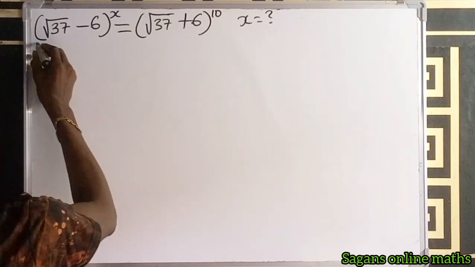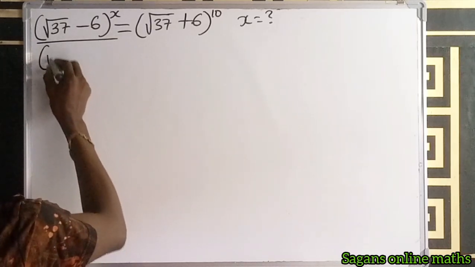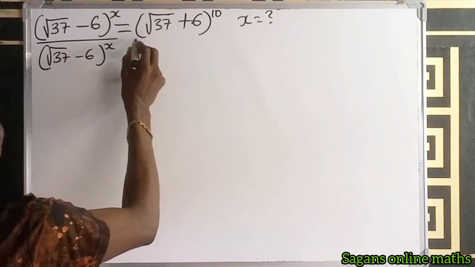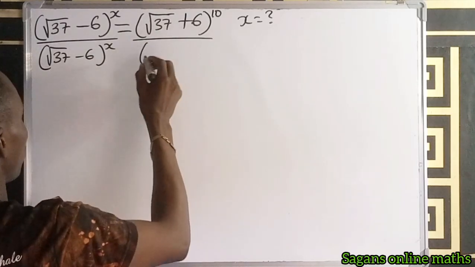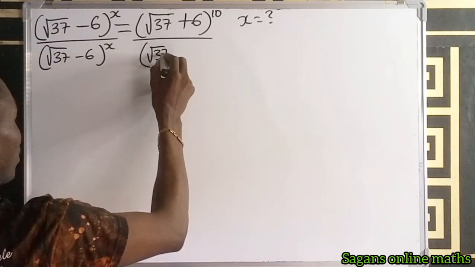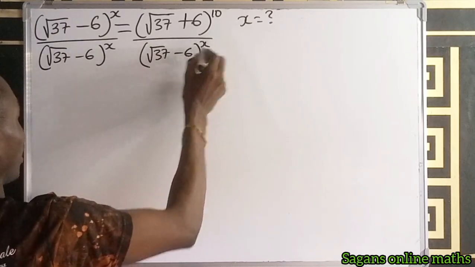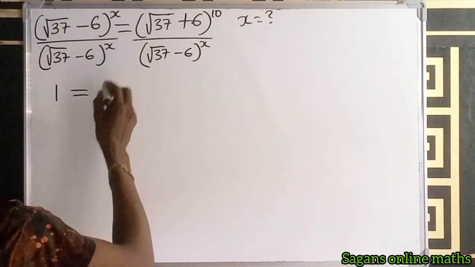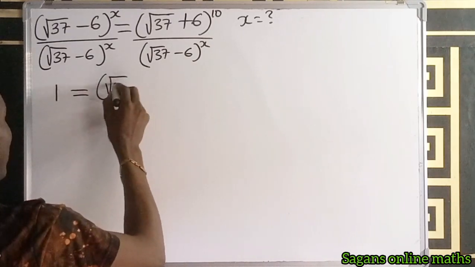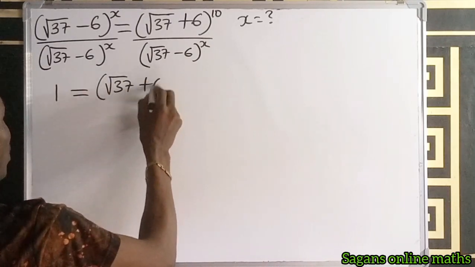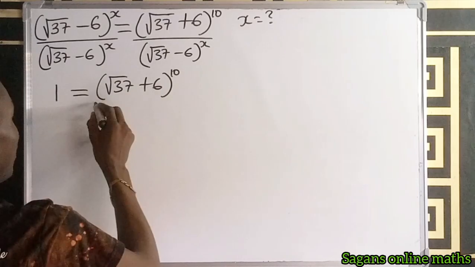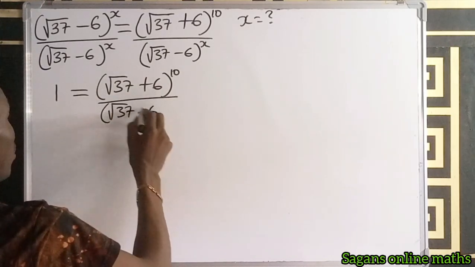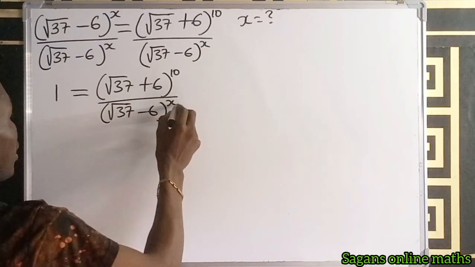So if we divide here by (√37 − 6)^x, we divide here also by (√37 − 6)^x. Now this divided by this is just 1, equals to, now this becomes (√37 + 6)^10 divided by (√37 − 6)^x.